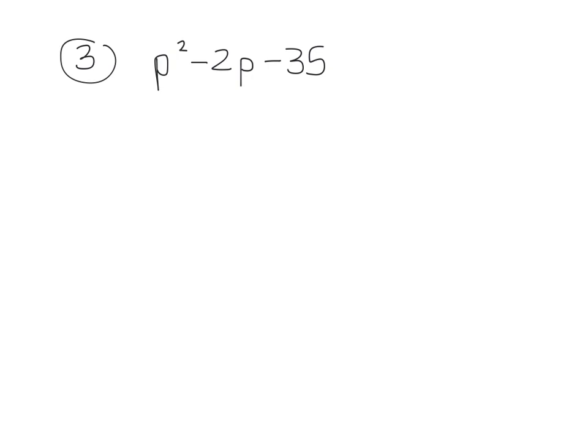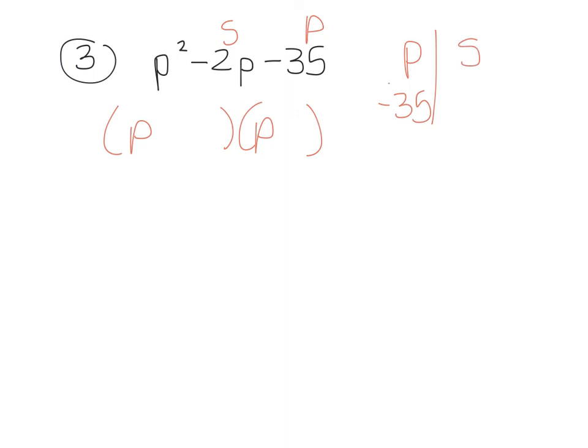Okay, number 3, go ahead and do it. It comes out to be P, P, this is sum, this is product, multiplies to be negative 35, adds to be negative 2. It's going to be 7 times 5, and it's going to be negative 7 plus 5 to get the negative 2. So minus 7 plus 5.